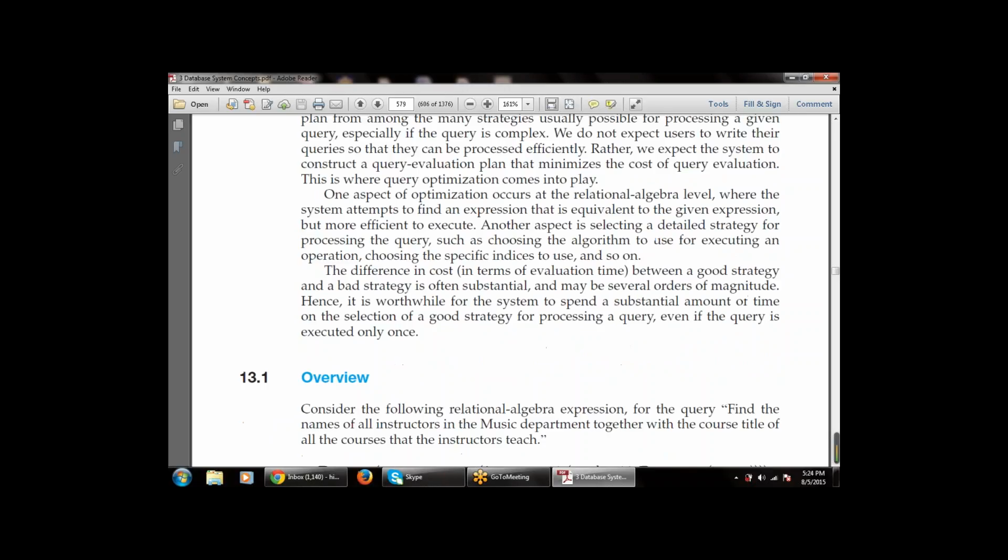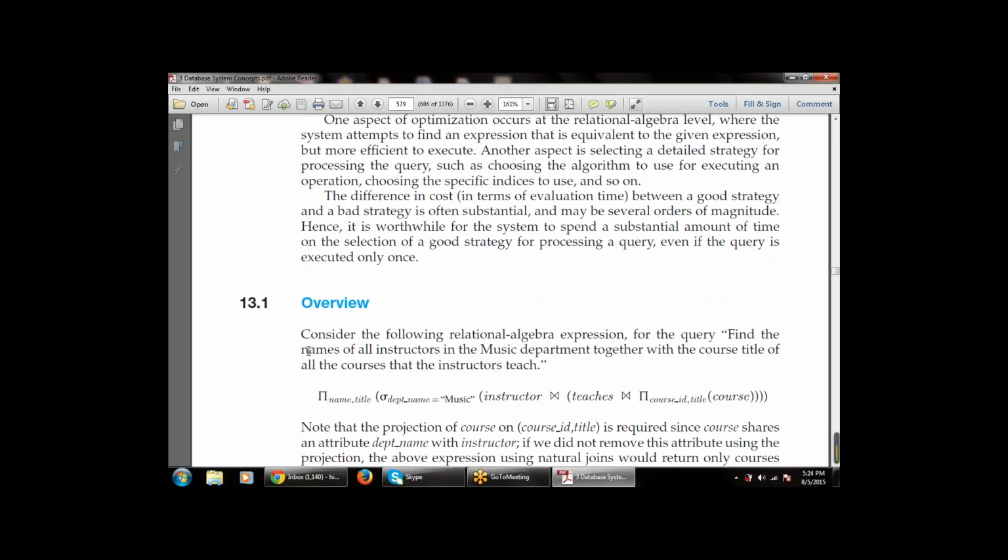Consider the following relational algebra expression for the query: find the names of all the instructors in the music department together with the course titles of all the courses that the instructors teach. So we select the department name, music, from the instructor table, and join it with the teaches table, with the course ID, that is pi, course ID, and the title.